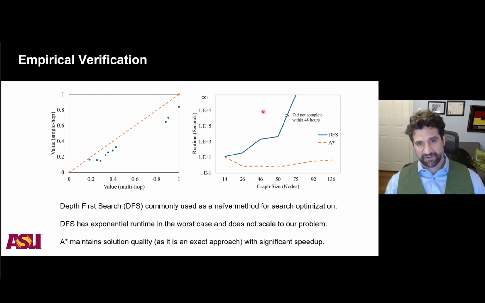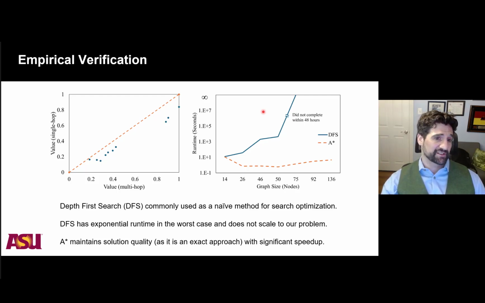Then what we did is we compared a depth first search versus A star. Depth first search got very bad very quickly, heading toward exponential, whereas A star using this heuristic was almost constant in terms of runtime. And note that using A star in this way is still an exact approach. We're just using the heuristic to prune bad search paths, and they're provably bad search paths because of the theoretical results. So we go from exponential time to something like linear or constant time.